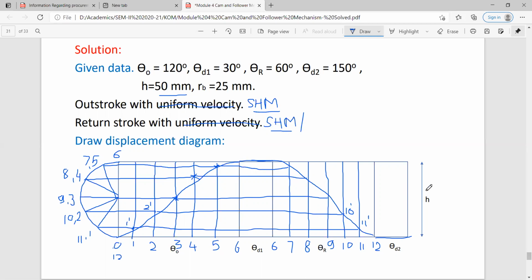So your displacement diagram will be modified if a different motion is given for return stroke. Okay, so you draw it, say in 5 minutes, then we will see how to draw the cam profile. Below this diagram you will leave some space for your velocity diagram and acceleration diagram. So do it. If any doubt you can ask.